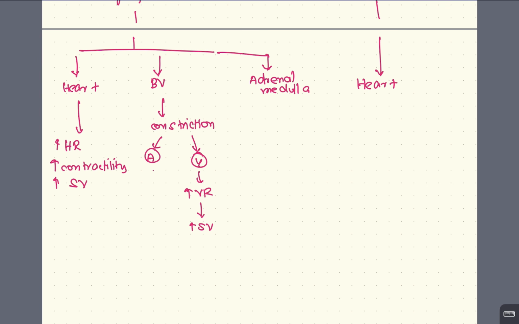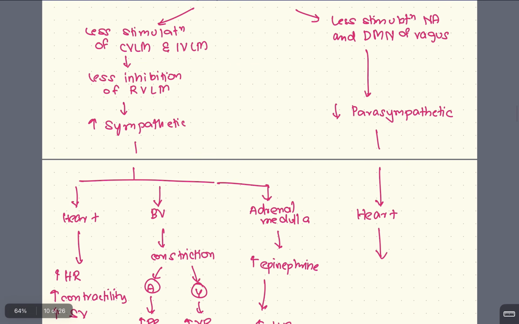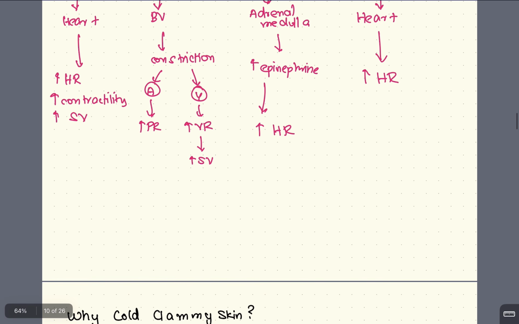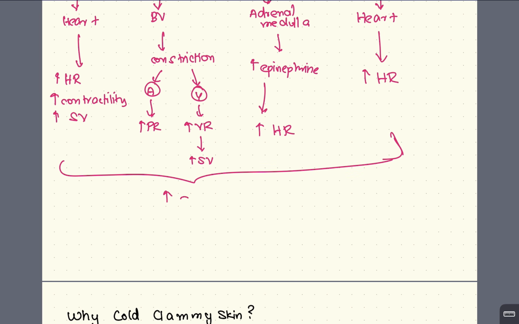Now in arteries, what happens? There is an increase in peripheral resistance. In the adrenal medulla, there is increased epinephrine release, and this epinephrine increases heart rate. In the heart, because of the decreased parasympathetic discharge, there is also increased heart rate. Hope that's clear. The final output of all of this is increased cardiac output, as the body tries a compensatory mechanism to increase BP.